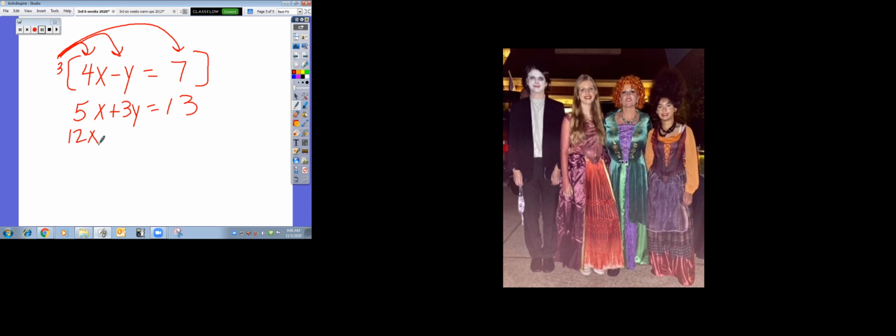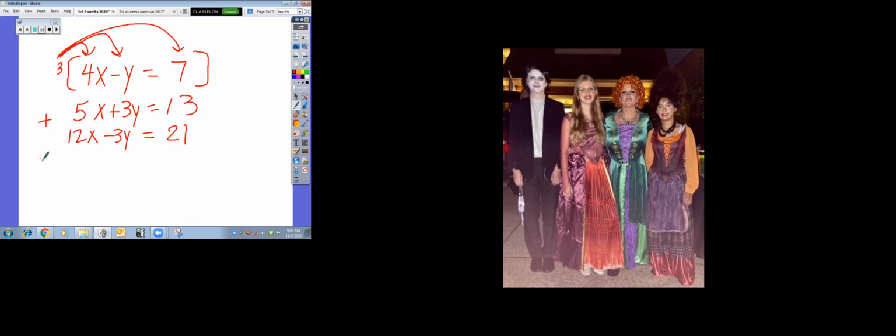12x minus 3y is equal to 21. If one thing is going to change, the whole equation has to change. You can't just change one little part of an equation. That is not mathematically legal. But I certainly can multiply the whole thing by 3. It's the same equation. It's like an unreduced fraction. It's an unreduced equation.